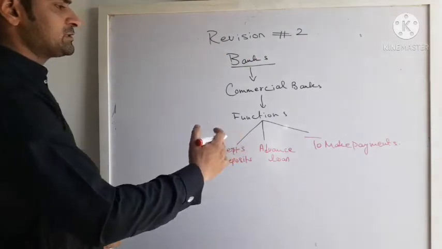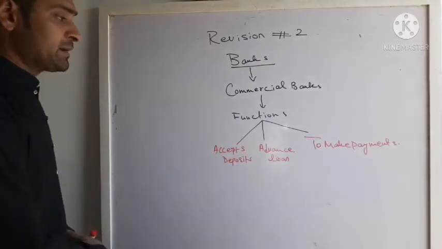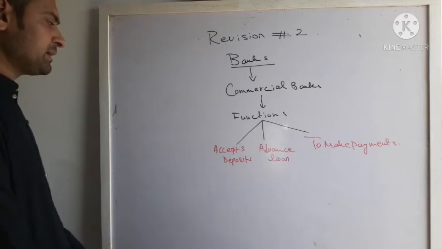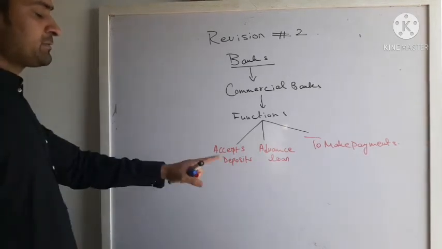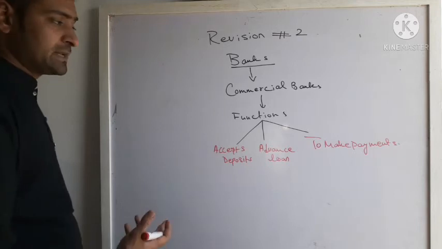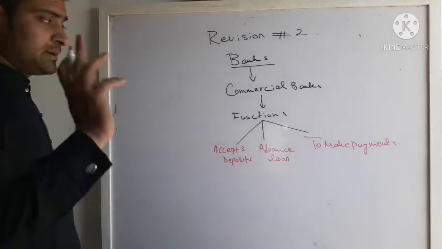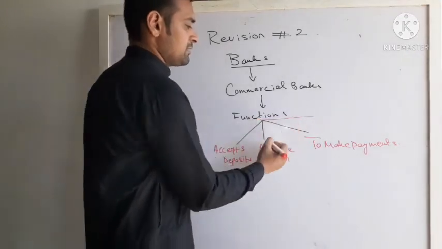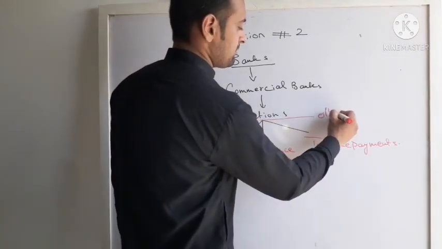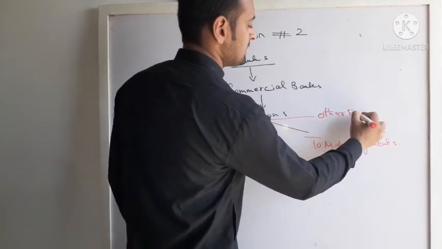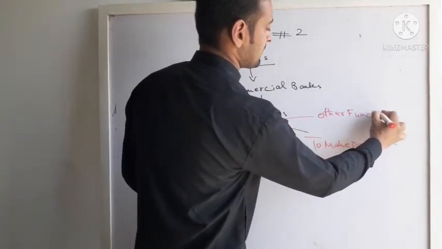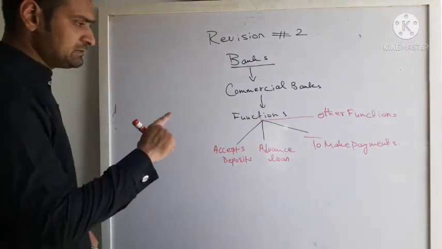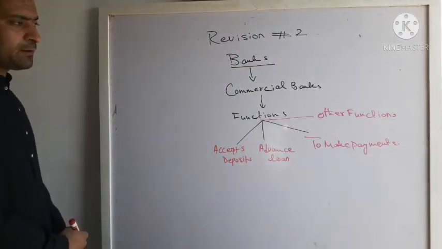So how many functions of commercial banks are there? Yes, there are three main functions of the commercial bank: accept deposits, advance loans, and make payments. But there are some other functions as well, which can be performed by the commercial bank in a country. We have discussed these functions in detail in our class.